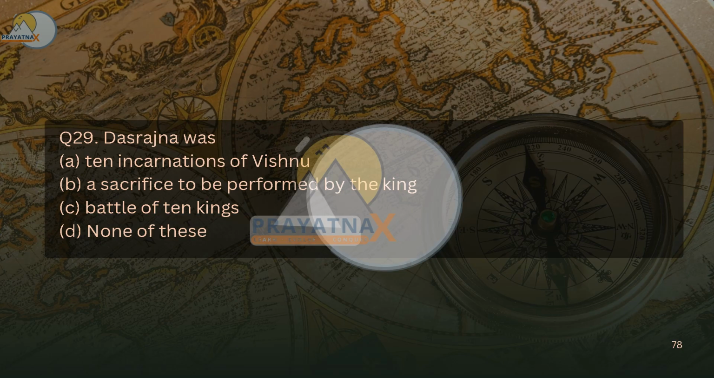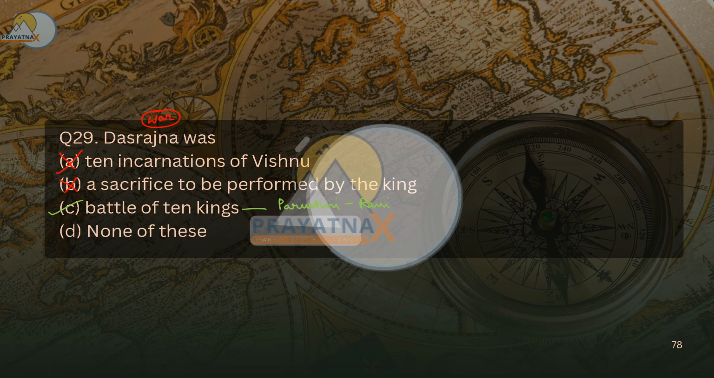The Dasrajna War was A. the 10 incarnations of Vishnu. B. A sacrifice to be performed by the king. C. The battle of 10 kings. And D. None of these. So Dasrajna was obviously a war which was fought in the Rigvedic time. So it is obviously not the 10 incarnations of Vishnu. It is neither a sacrifice to be performed by the king. So obviously the correct answer would be that it is a battle of 10 kings which was fought at the Parushni river. It was the ancient name of the river Ravi.